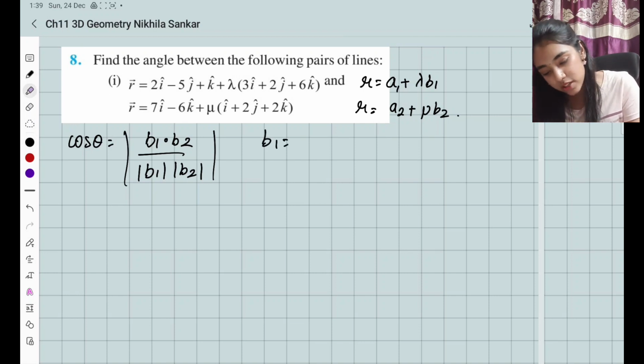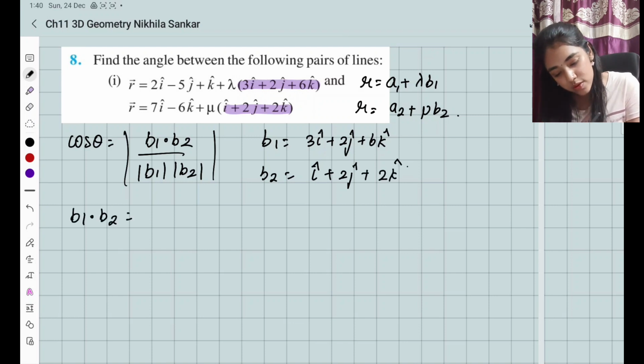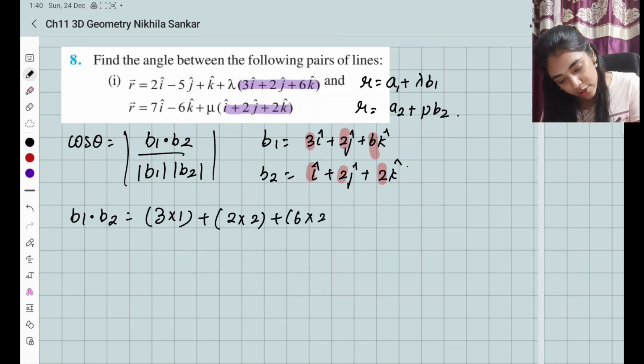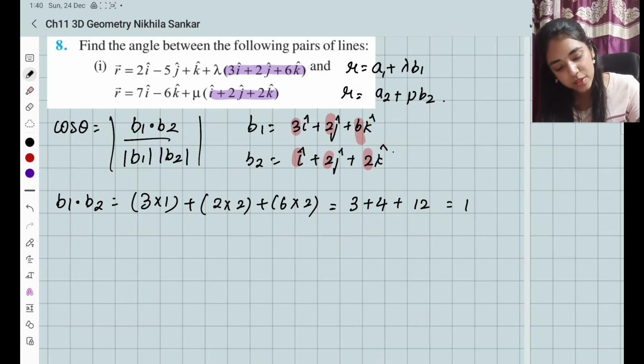Okay, so first of all I need to write what my b1 is. b1 enna? From here it is going to be 3i plus 2j plus 6k. So b1 is going to be 3i cap plus 2j cap plus 6k cap and b2 is going to be, from here, i cap plus 2j cap plus 2k cap. So first of all b1 dot b2 is going to be 3 into 1 and then the respective components. So 3 into 1, 2 into 2, 6 into 2. So this is going to be 3 plus 4 plus 12, which is going to be 19.